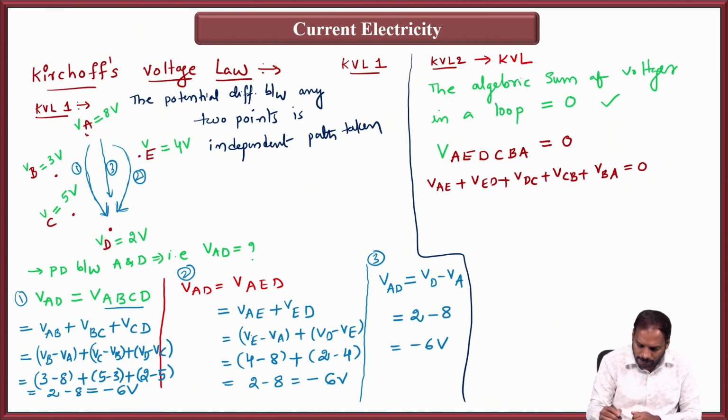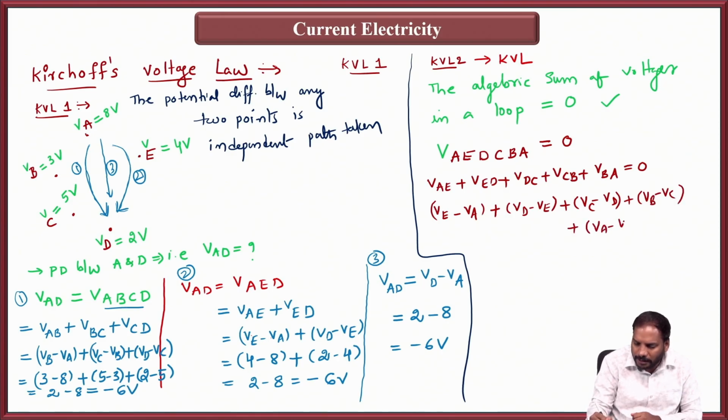How do we prove this? Let us go ahead. This is how you can write: VE minus VA plus VD minus VE plus VC minus VD plus VB minus VC plus VA minus VB is equal to 0. So this is the thing we have to prove.